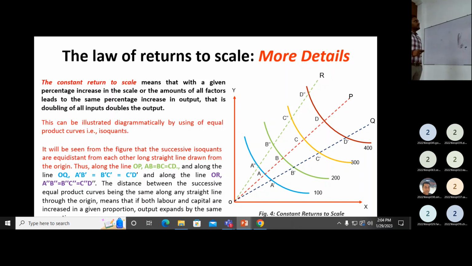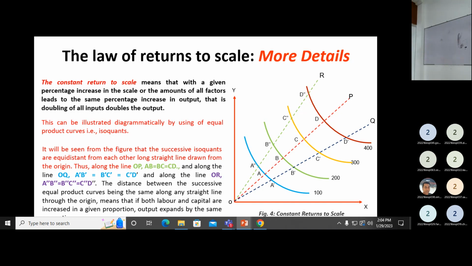So here it says, it will be seen from the figure that the successive isoquants, which means upcoming ones, are equal distance from each other along a straight line drawn from the origin. These are the straight lines that we have drawn from the origin to clearly illustrate this gap. Otherwise, you could see it, but it's difficult.